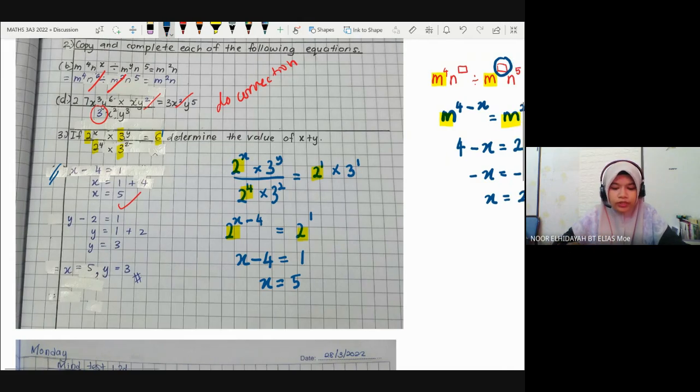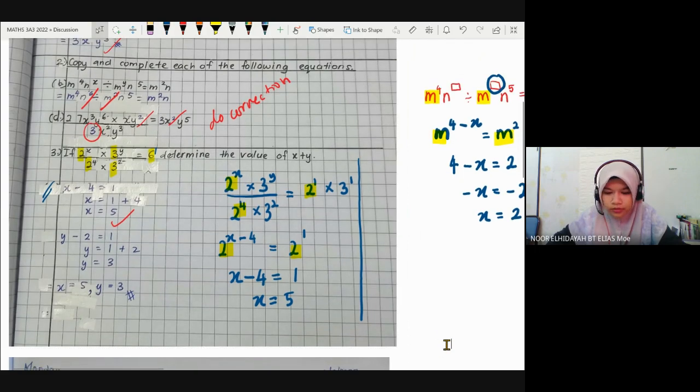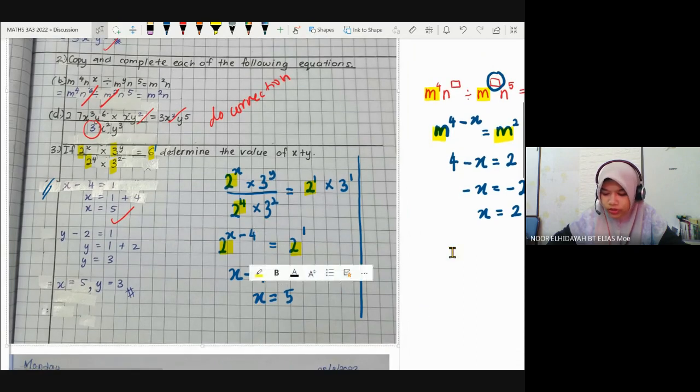Okay, y pula 3. Okay, cikgu tulis sebelah sini. Okay, pindahkan sikit lah, sebab lagi tak nampak. Mana crop? Okay, kita crop sikit. Dia tak boleh nak crop dekat sini. Okay, tak apalah, tulis je lah.